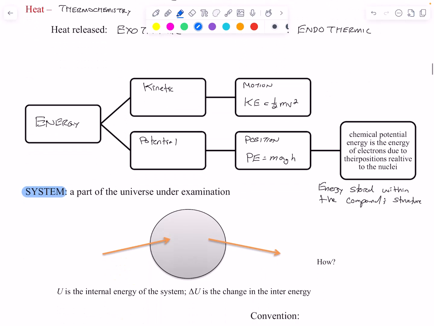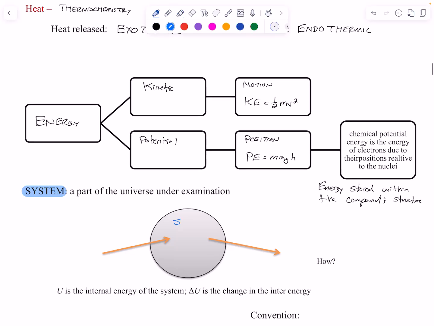And so when we talk about the system, I'm just going to draw a circle, it is the part of the universe we're looking at, all right? Then outside of the system is the surroundings.